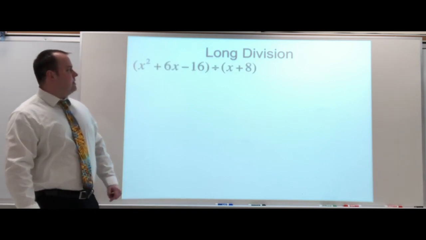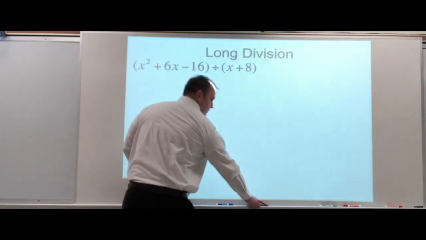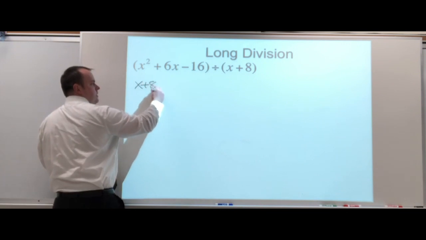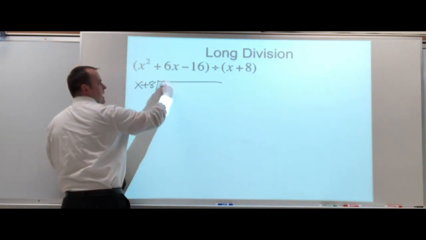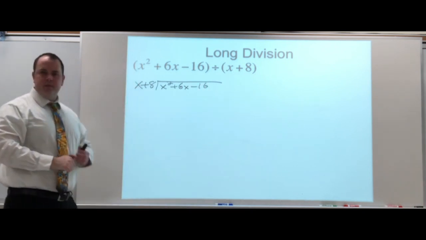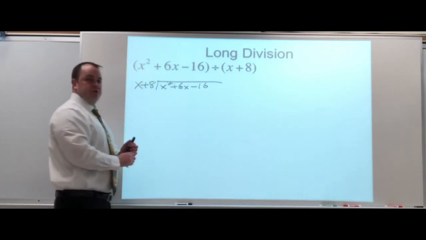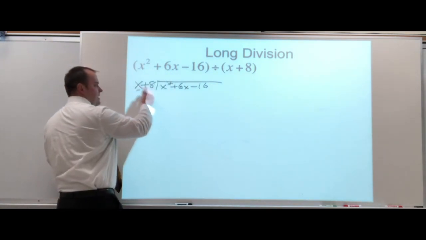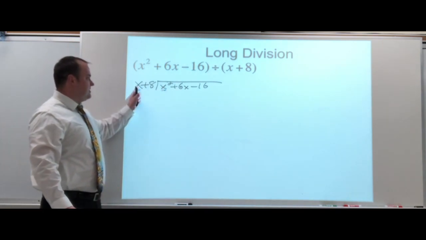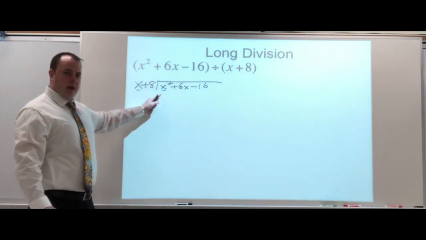We have x squared plus 6x minus 16 divided by x plus 8. So I'm going to set up the long division then. X plus 8 divided into x squared plus 6x minus 16. Now, the way I think about this, I always look at the first terms in both polynomials. We have x and then x squared. Okay? And I just think, how many times does x go into x squared, or what do we have to multiply by?